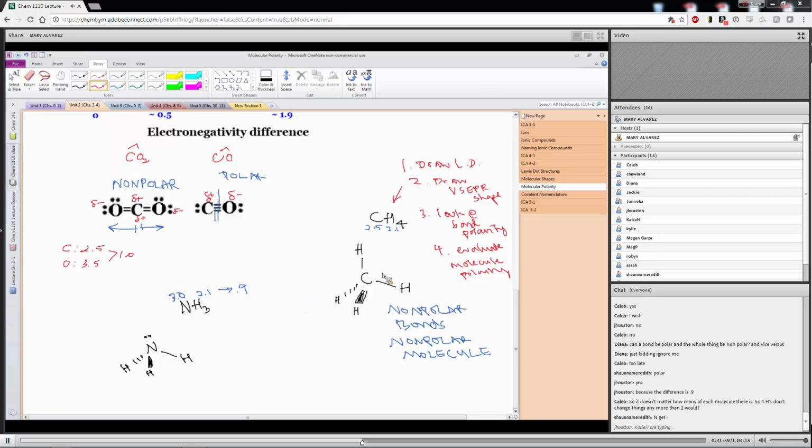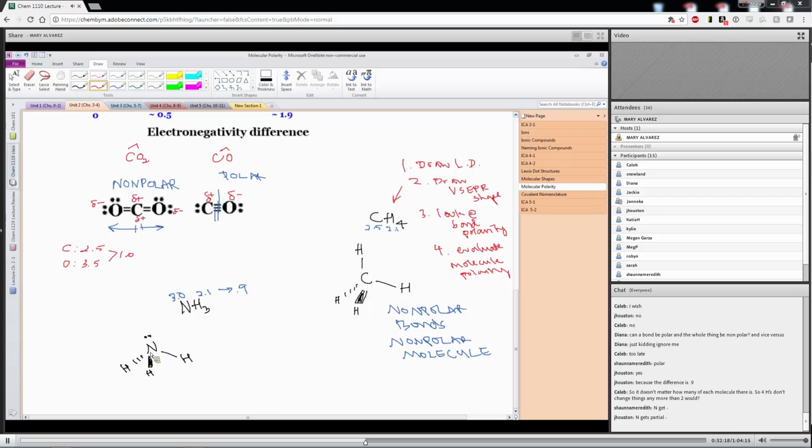Caleb, if you're talking about the CH4 here, you are correct. It wouldn't matter whether I had just 2 hydrogens or 4. The fact of the matter is, if the difference is so small, if you have nonpolar bonds, you can't have a polar molecule. And Shauna Meredith and Jay Houston are exactly right.